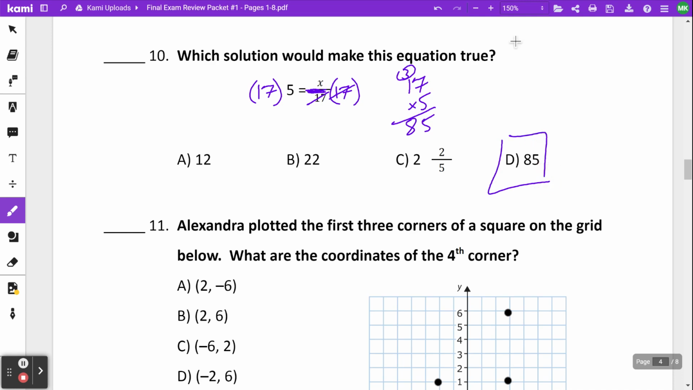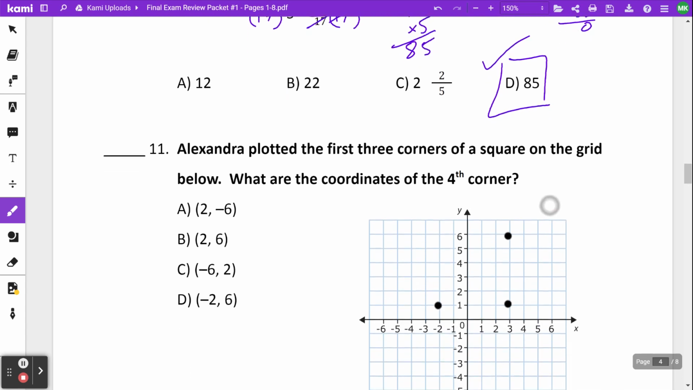Now, if you want to check that, just rewrite it. So I have an 85 and my 17, and there you go, right? Because 85 divided by 17 is 5. 85 there, done, and we are checked out.